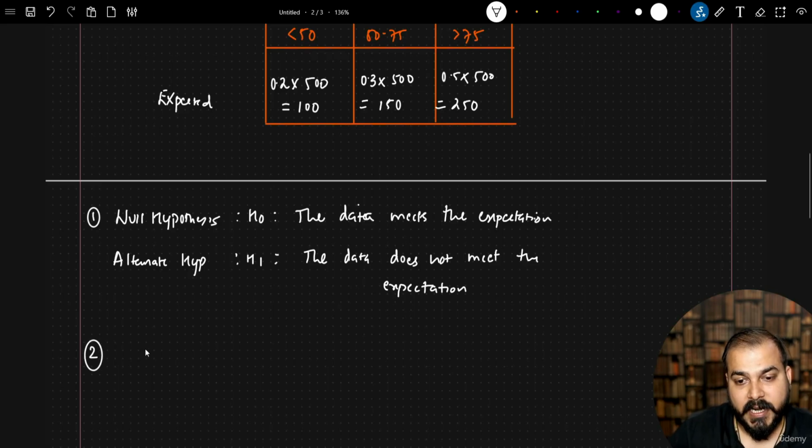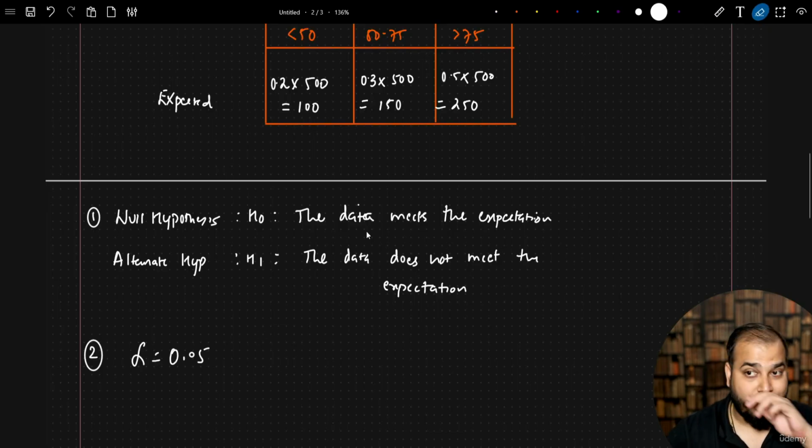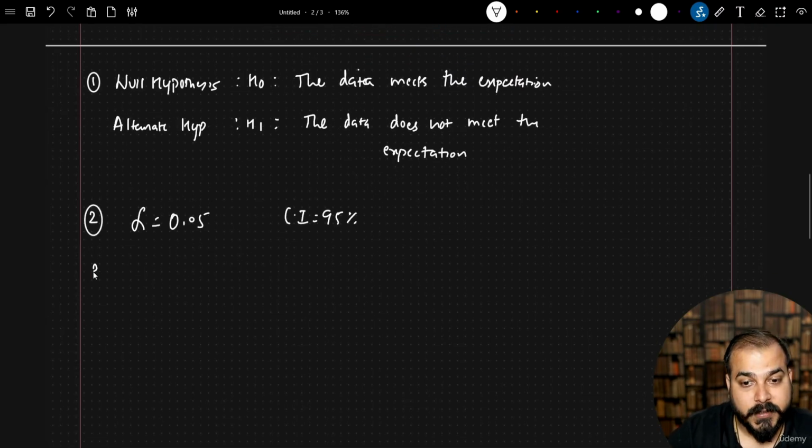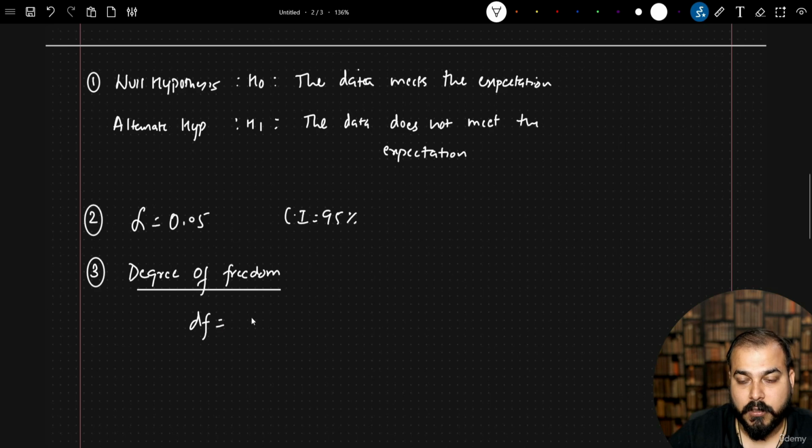Now the second information that I have, I always know my significance value. It is nothing but 0.05. So I can also derive my confidence interval. My confidence interval will be 95%. Now the next thing in chi-square test is that when you observe the chi-square table, you also need to calculate the degree of freedom. So the degree of freedom, df, is equal to number of categories minus 1. How many categories do I have? 3 minus 1, right?